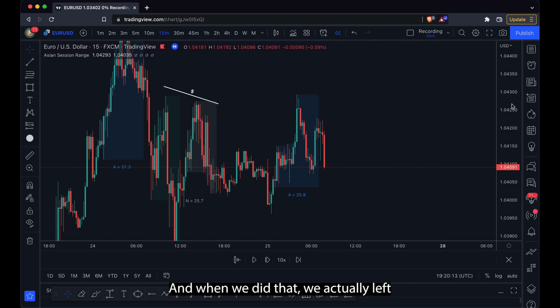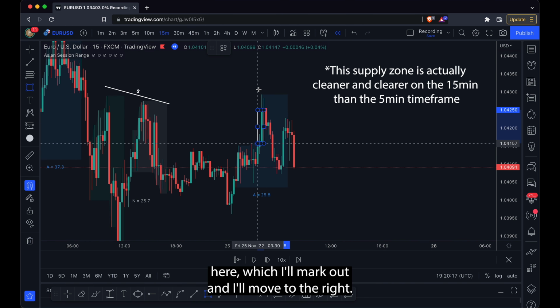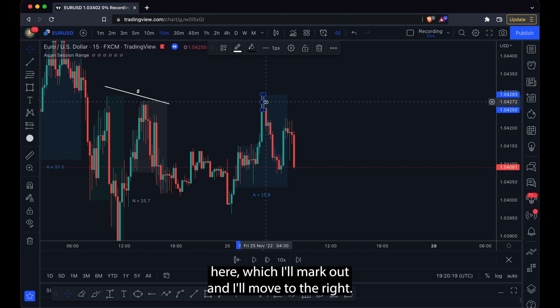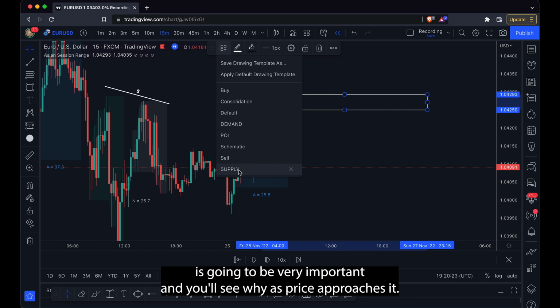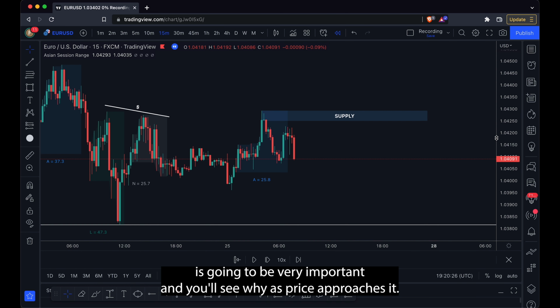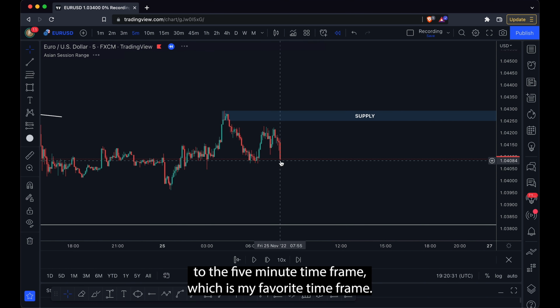When we did that, we actually left this supply zone here, which I'll mark out, and I'll move to the right. Now this supply zone is going to be very important, and you'll see why as price approaches it. Then I'm going to drop down to the 5-minute time frame, which is my favorite time frame.